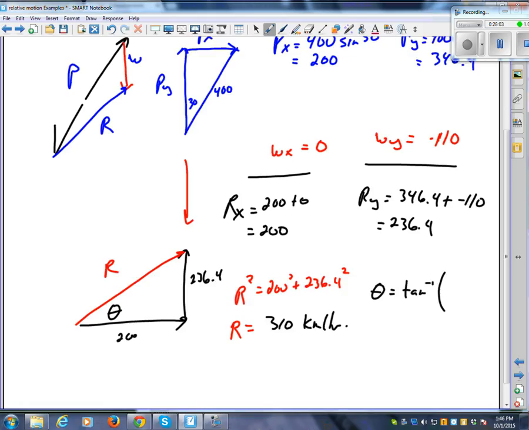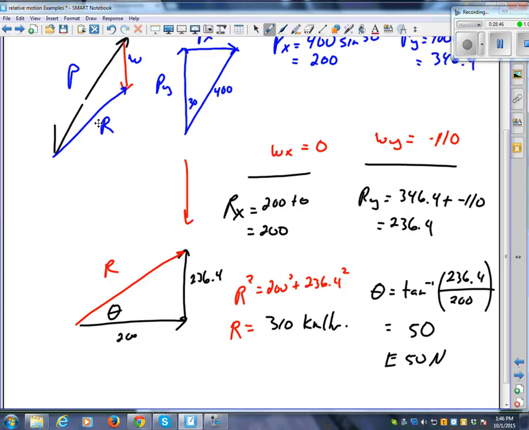236.4 all over 200. I get 49.8. Let's just make it 50. That's going to be east 50 north, isn't it? That's the overall result. If you had to do that in grade 11, you would have had to have used protractor and ruler, right? Okay.